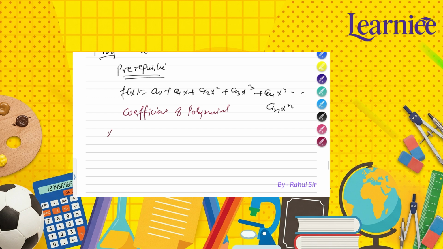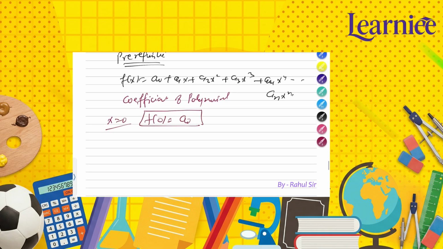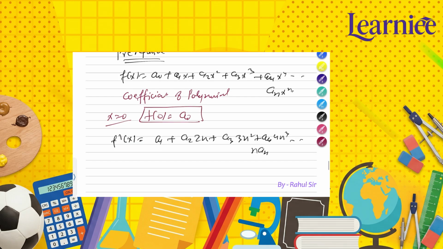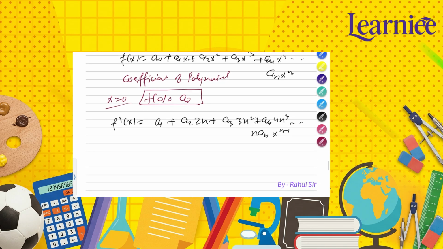If we substitute x equal to 0, I will get f(0) equal to a naught. So the coefficient a naught is nothing but f(0). Again, if you have to find a1, I will have to differentiate this. f dash x is a1 plus a2 2x plus a3 3x square plus a4 4x cube and so on, up to n an x to the power n minus 1. Here again, if I substitute x equal to 0, I will get f dash 0 is equal to a1. So the coefficient a1 is nothing but f dash 0.